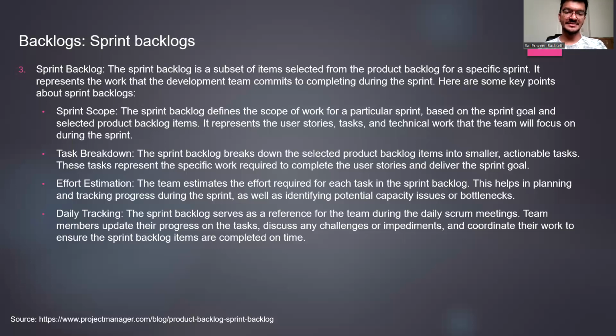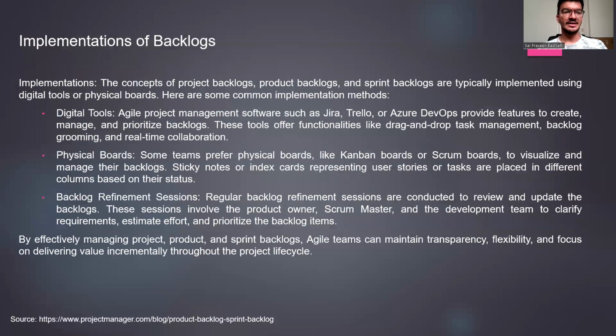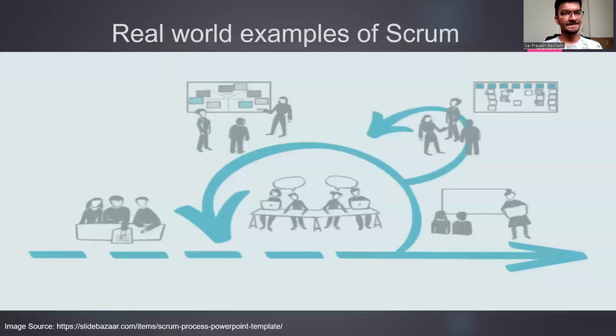The effort estimation. The team estimates how much effort each task will take. This helps in planning and tracking the progress during the sprint and identifying any potential issues or delays. Daily tracking. The sprint backlog is used as a reference during the daily meetings, where the members update the progress of their own tasks, so that it will be easier to coordinate the whole work. Now, these are the implementations of the backlog, and now coming to the real world examples of Scrum.